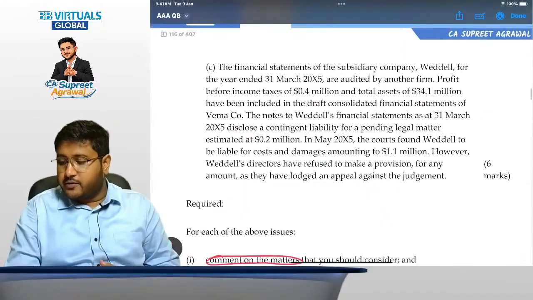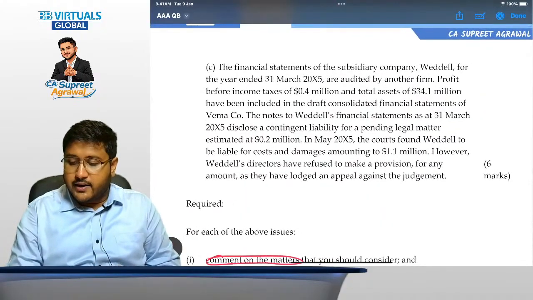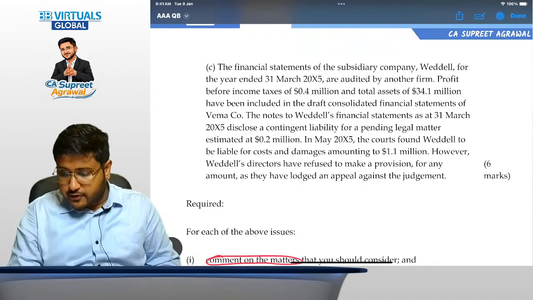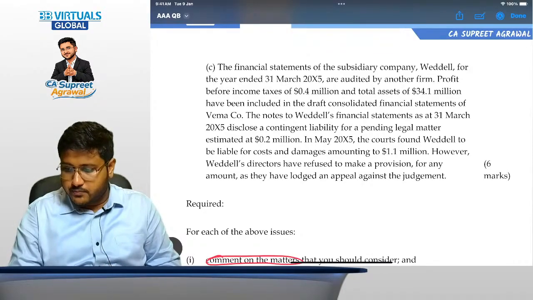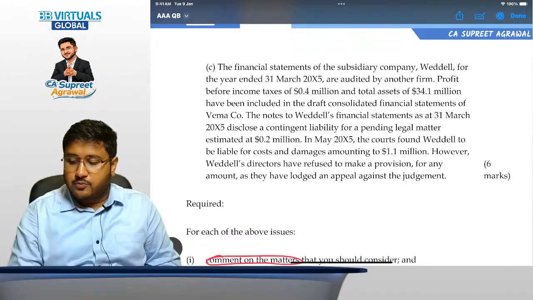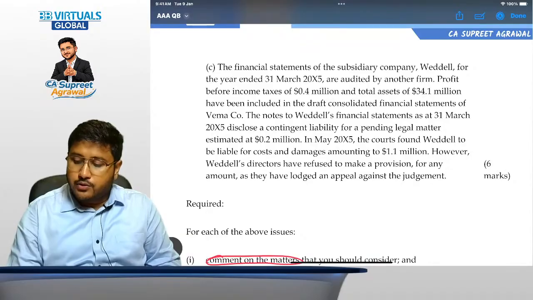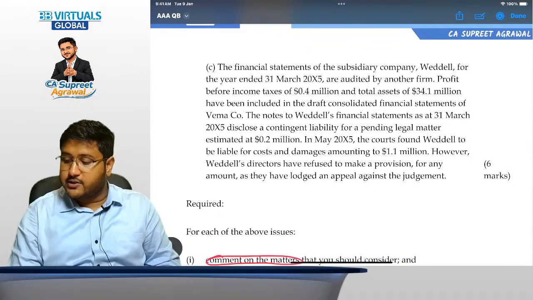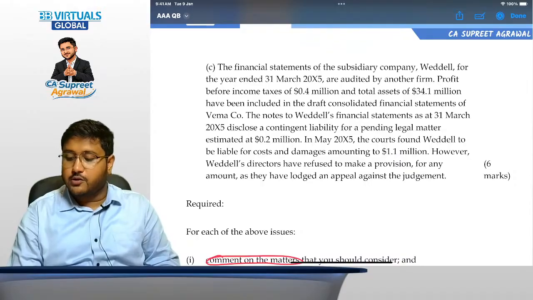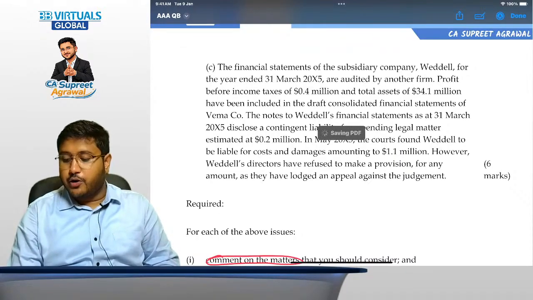Now, the financial statements of the subsidiary company Weddell for the year ended 31st March 2025 are audited by another firm. Okay. Profit before income taxes of $0.4 million and total assets of $34.1 million have been included in the draft consolidated financial statements of Wema company. The notes to Weddell company's financial statements as at 31st March 2025 disclose a contingent liability for a pending legal matter estimated at $0.2 million.